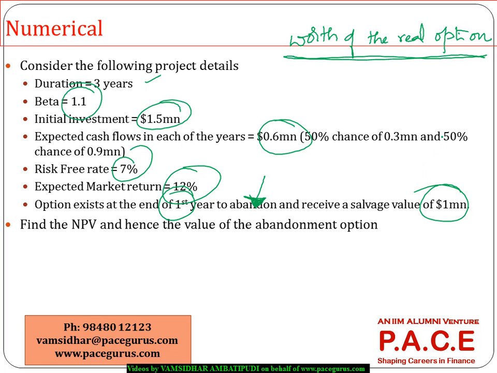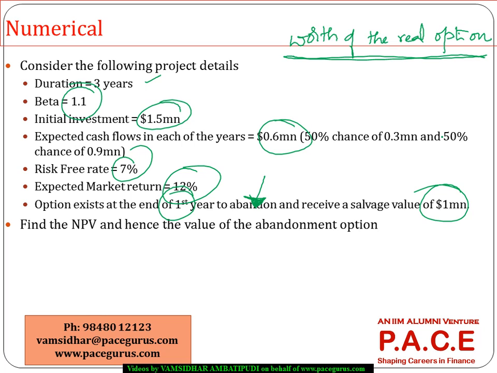So I have to really assess at the end of 1 year, if at all I have this option, instead of progressing for whole 3 years, if I have an option to take a decision at the end of 1 year, and in case I exit out of the project at the end of 1 year, I am going to get 1 million of my salvage value. So which of these two scenarios would be preferred? And if at all I am preferring the second one, or if at all there is some benefit of this option, what is the worth of this option?